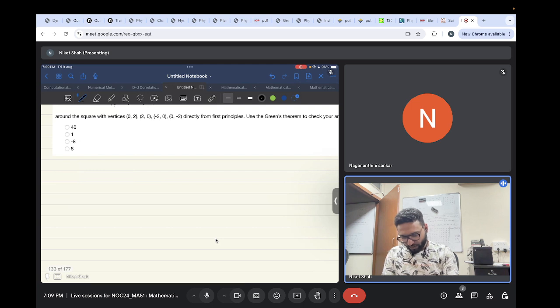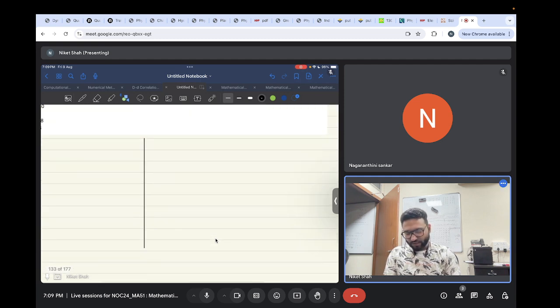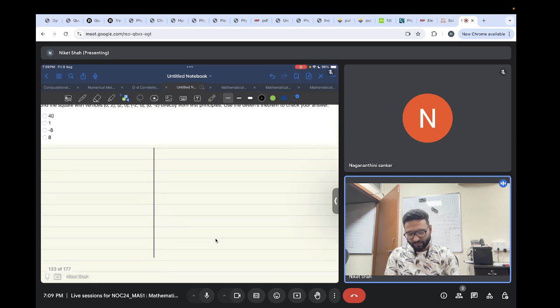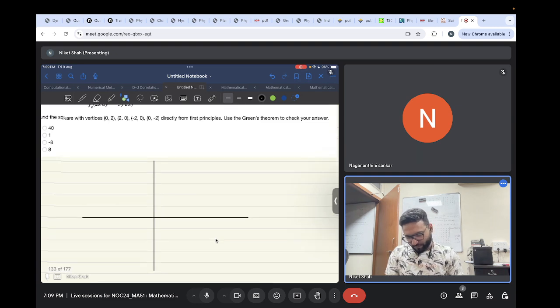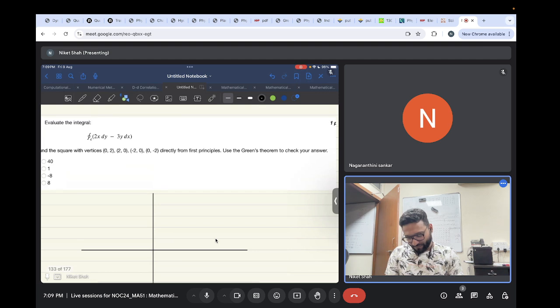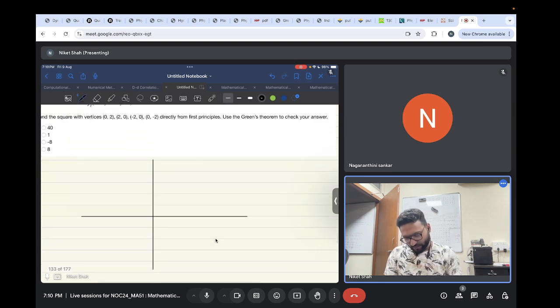So suppose I draw the axis here. The second part is use the Green's theorem to check your answer. So we're supposed to verify our answer using Green's theorem. So first let's do this. Okay, so this is my axis. This is x axis, this is y axis. And I'll draw a square.